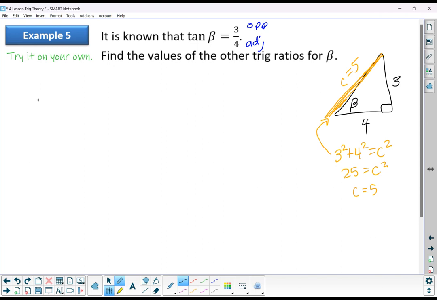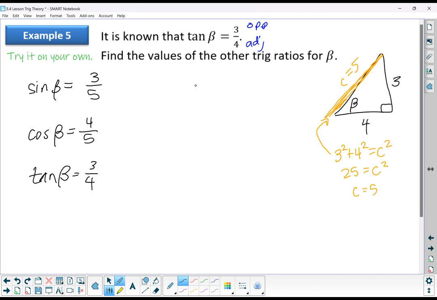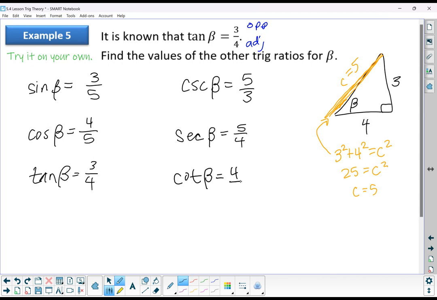All right, so now we can write down our ratios. The sine of beta is opposite over hypotenuse. The cosine of beta is adjacent over hypotenuse. We already knew the tangent of beta. And we can also write down the cosecant of beta. Cosecant is 1 over sine, or the reciprocal of sine. The secant of beta is 5 over 4, and the cotangent of beta is the reciprocal of tangent. That's 4 over 3.